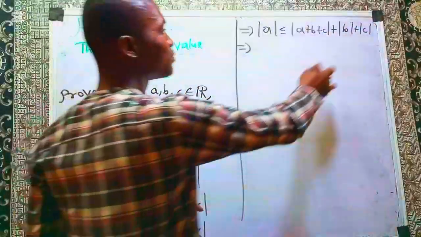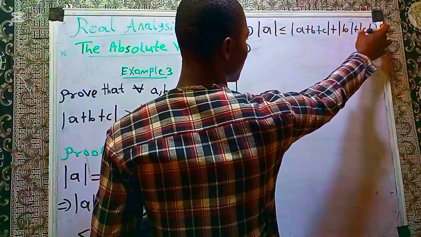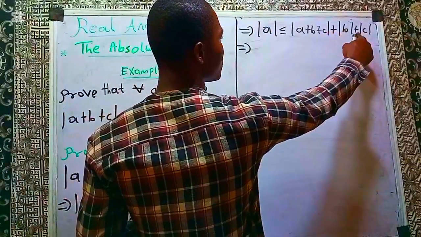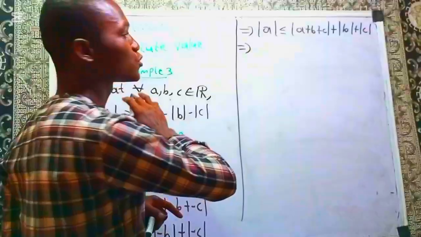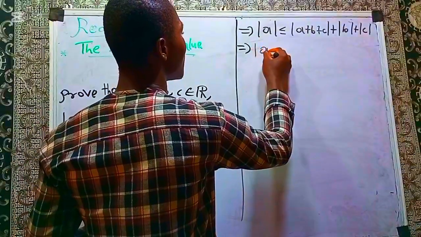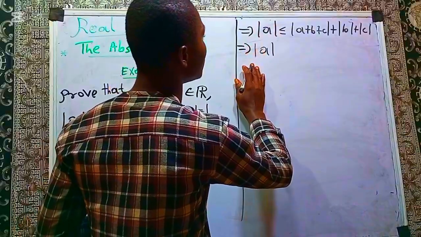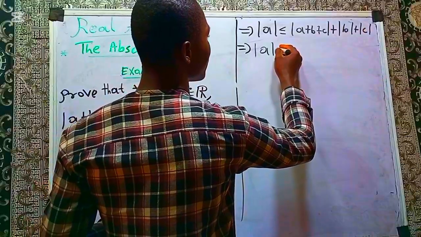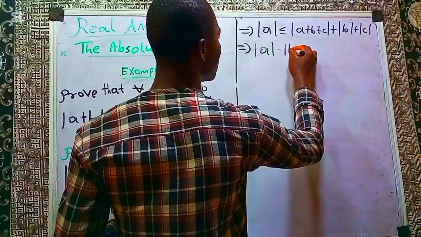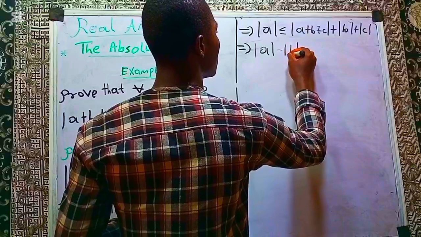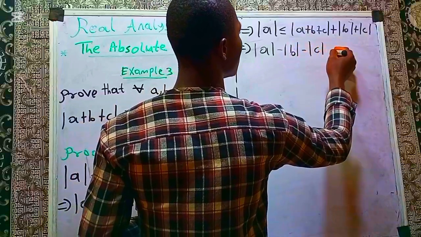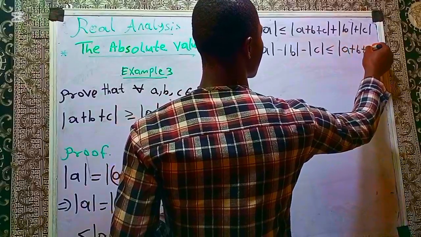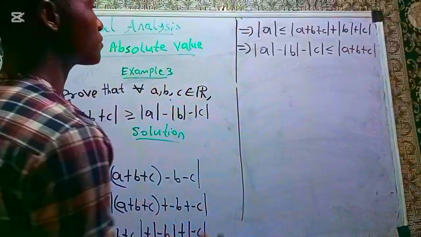Then this implies, let's move absolute value of b and absolute value of c to the left hand side. Since we are having positive here, when they move to the left hand side, we are going to have negative. So we have absolute value of a at first at the left hand side. When these two quantities move to the left, we'll be having negative absolute value of b, negative absolute value of c, then less than or equal to absolute value of a plus b plus c. This is what we have.